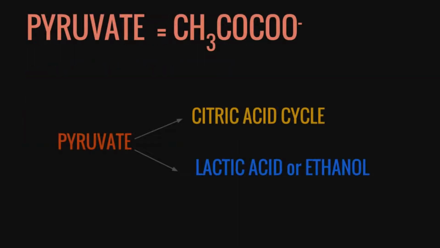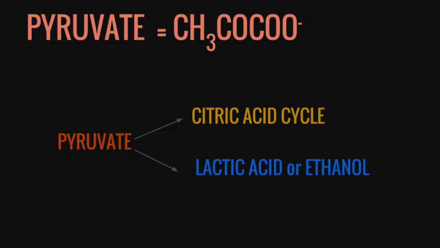All right. So pyruvate, if you don't know, is an anion of pyruvic acid, which is CH3COCOO minus. You don't need to know that. Essentially, what we do need to know is that pyruvate is used in the citric acid cycle. It acts as the link, and it is also used to produce lactic acid or ethanol.